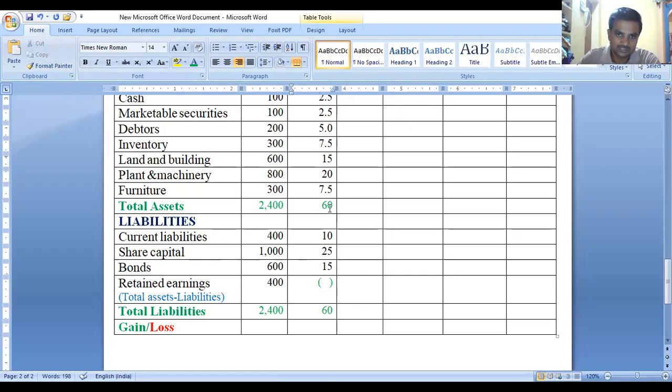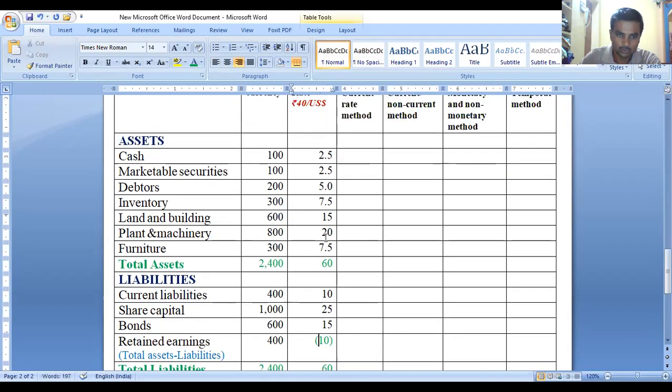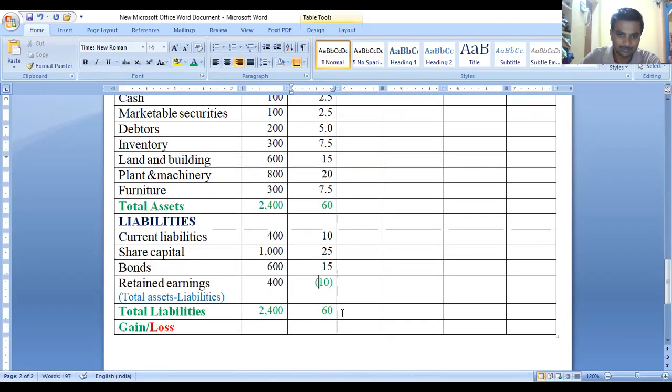Total asset, how much is there? 60 minus liabilities. So 60 minus 10. First we need to calculate total liabilities. So 10 plus 25, that is 35, plus 15, 50. Total asset is 60 minus 50. So the rest comes to 10. The total asset should match with the total liability.